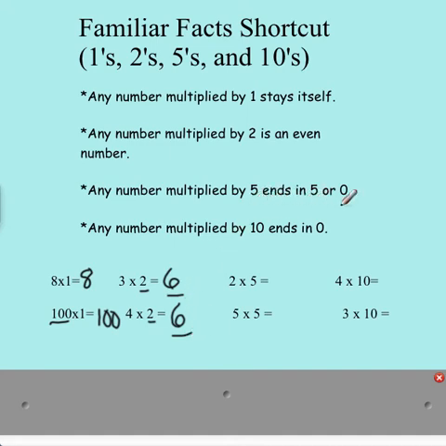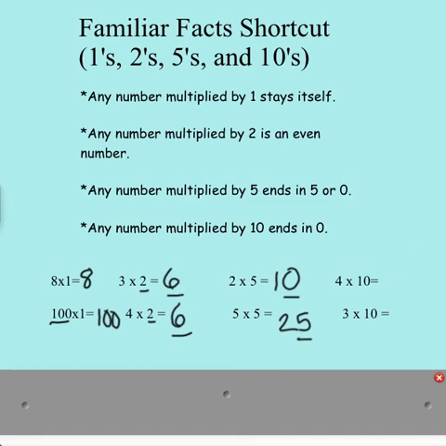Any number multiplied by 5 is going to always end in a 5 or a 0. 2 times 5 is 10. Notice this number ends in a 0. If I do 5 times 5, my answer is 25. It always ends in a 5. If I'm taking a time test and I write an answer down and, for example, I write 24, I would know that's not a correct answer because anything that's multiplied by 5 should end in a 0 or a 5. And my last rule, any number multiplied by 10 is going to end in a 0.